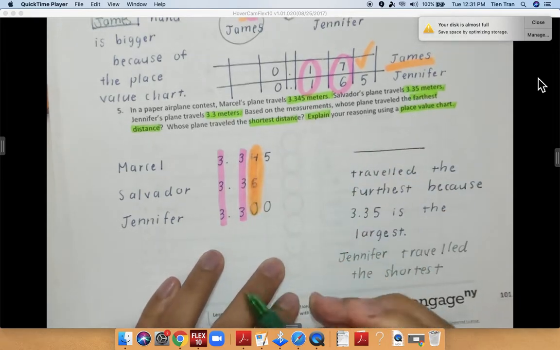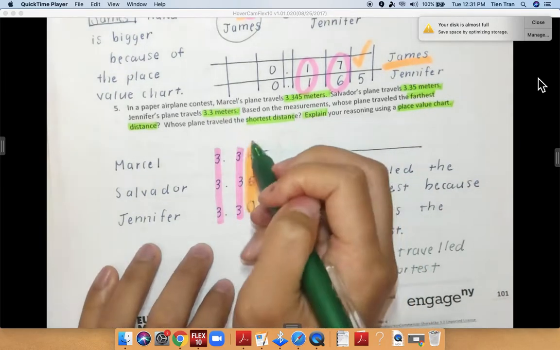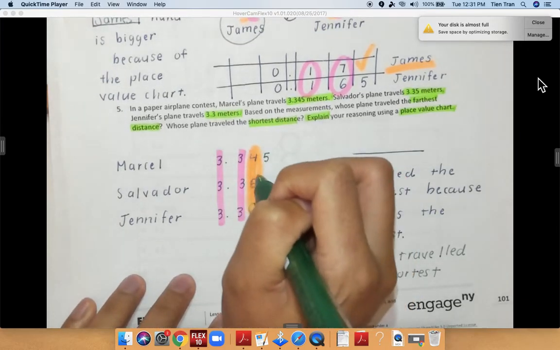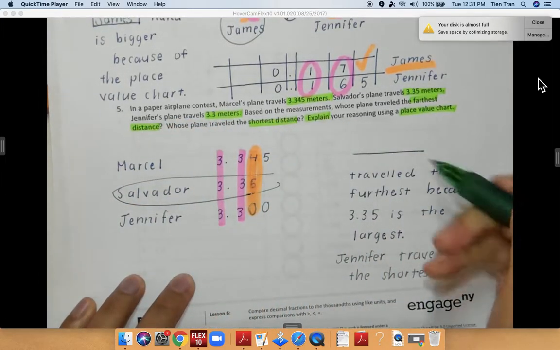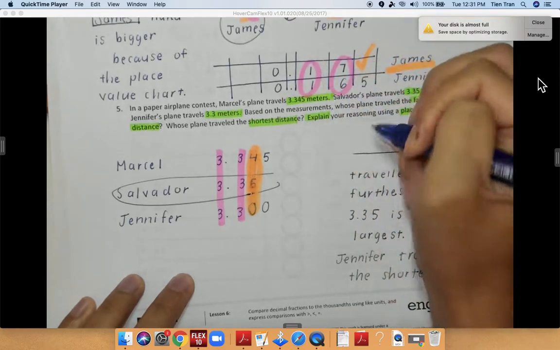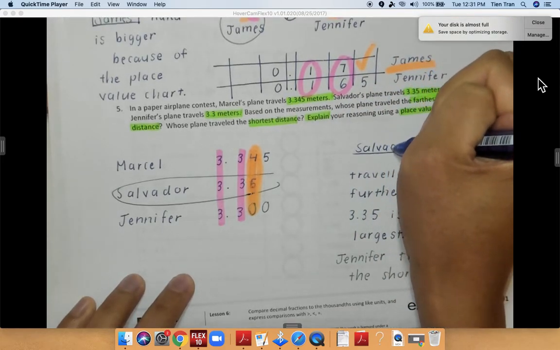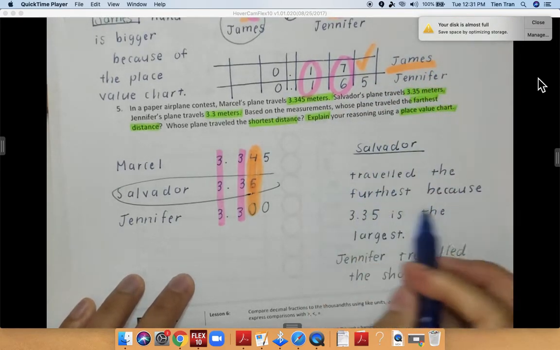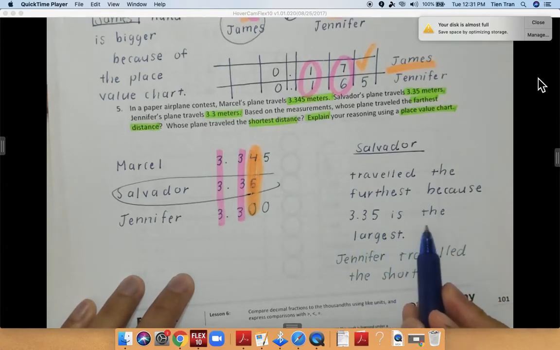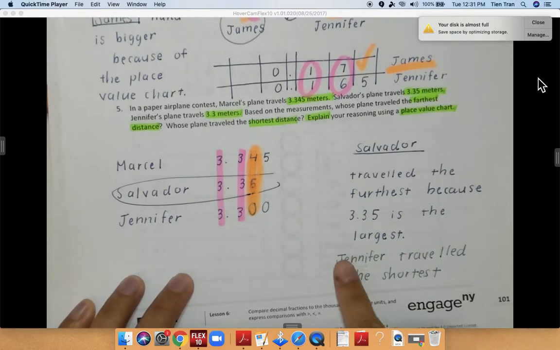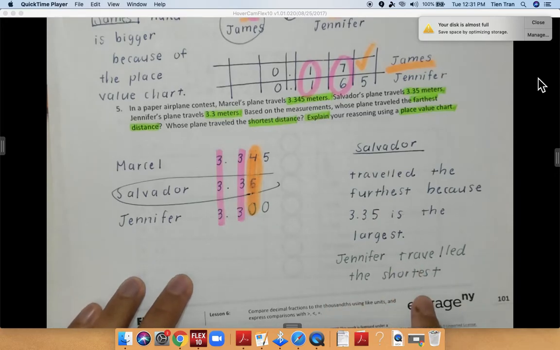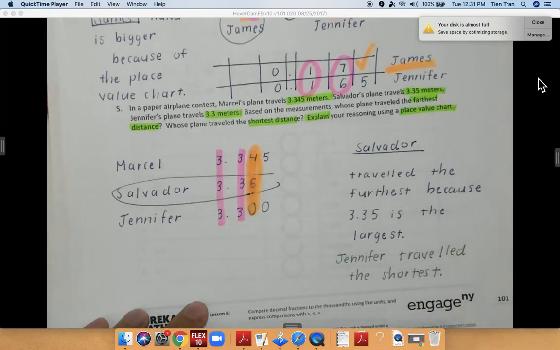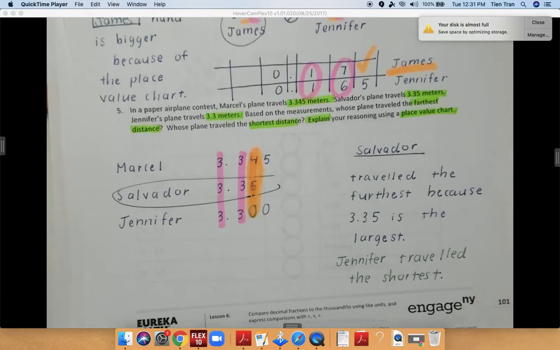She didn't have any numbers after that. So the person who traveled the most, 5 is larger than 4, that's Salvador. So Salvador traveled the furthest because 3.35 is the largest, okay? Jennifer traveled the shortest. Oh, almost heard our period. And that is all for your lesson today.